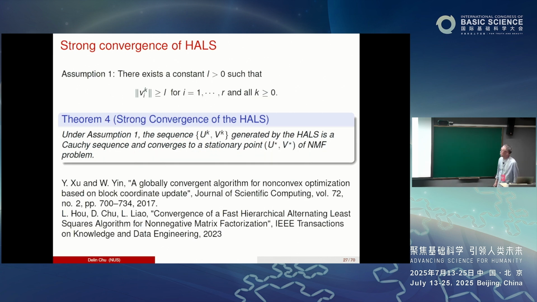Again, for strong convergence, we need an assumption. There exists a constant L greater than 0 such that the norm of v_i^k is greater than or equal to L for i from 1 to r, and for all k. Then under this assumption, we can show the sequence (U^k, V^k) given by the HALS method is a Cauchy sequence, and also converges to a stationary point of the non-negative matrix factorization problem.